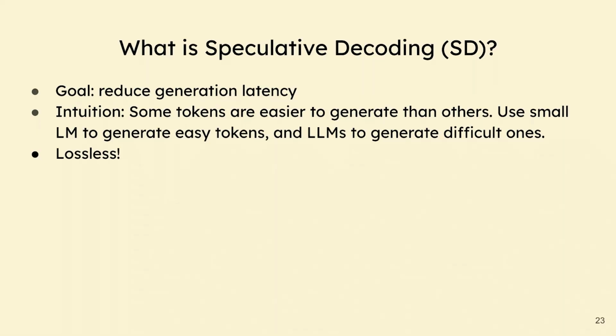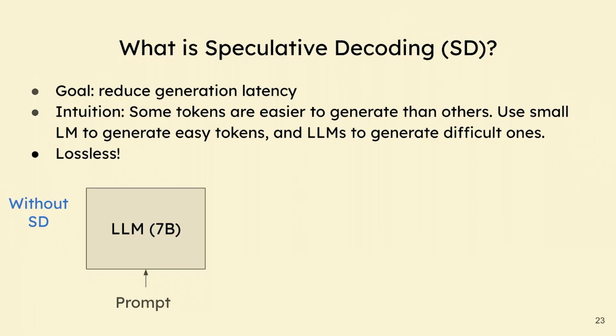So before I dive into the feature, let me give you a recap: what is speculative decoding? We think it's an important feature because it helps reduce LLM inference latency. The intuition is that some tokens are easier to generate than others. So instead of using the large language model to generate all the tokens, we use a small model to propose tokens, generating the easy ones, and the large model generates the difficult ones.